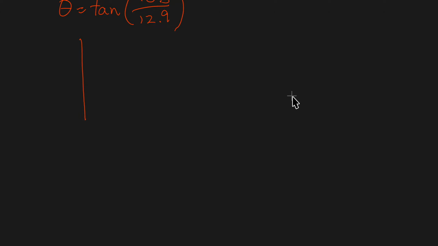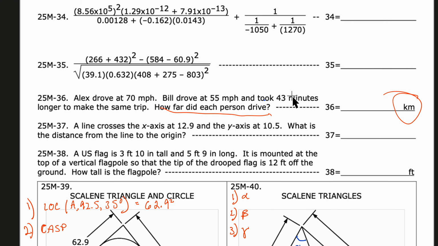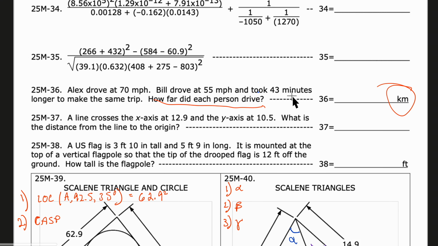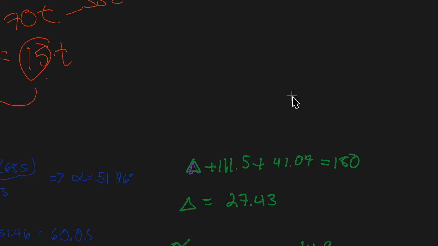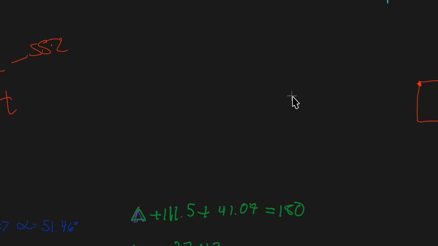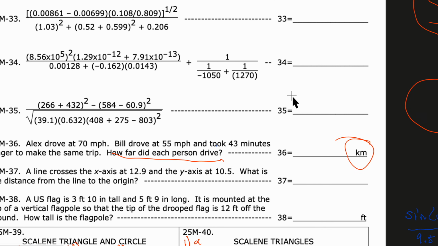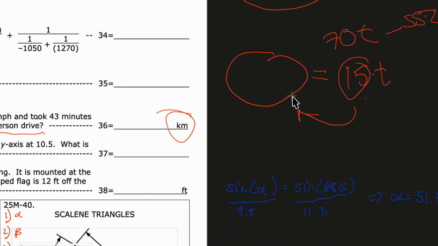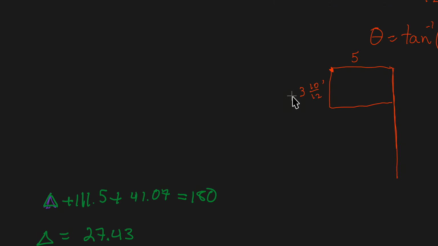fully splayed out, the top part would be all the way over here, and they tell us that the dimensions of the flag are 3 feet 10 inches tall, so 3 feet 10 out of 12 inches tall, and 5 feet 9 inches. I knew it was 5 feet 9 inches, but I was hesitating. 5 feet 9 out of 12, sorry.